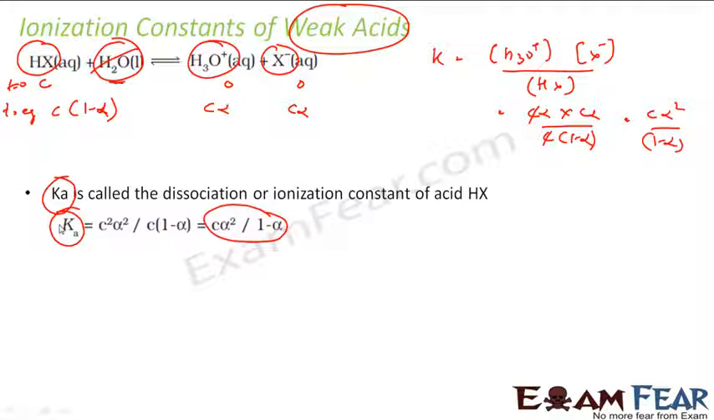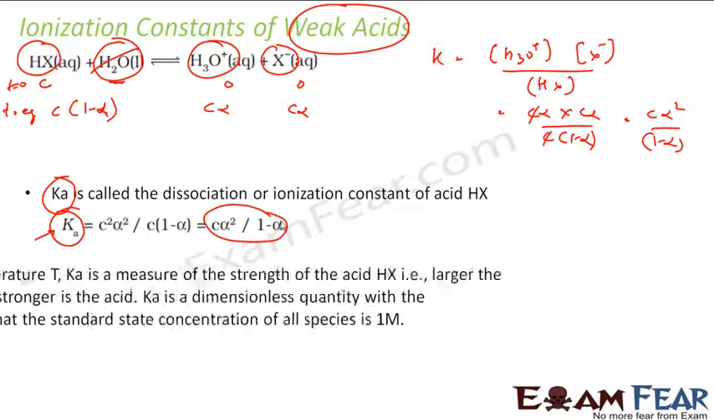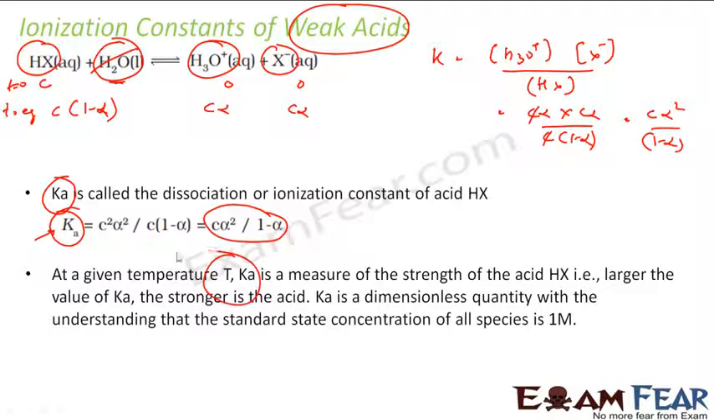Just as in the case of water we get Kw, a fancy name, here also we give a fancy name, that is the ionization constant of weak acid, Ka. Right, just a fancy name. And please note, it is also temperature dependent. So at a given temperature, this Ka, the ionization constant of weak acid, is a measure of the strength of an acid.